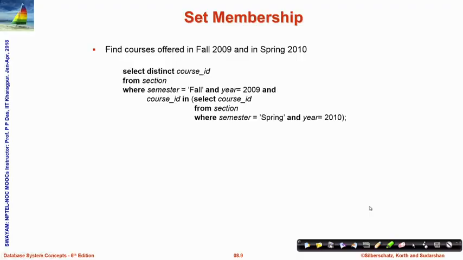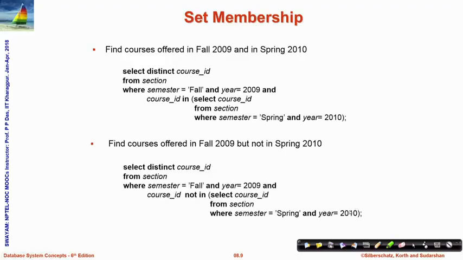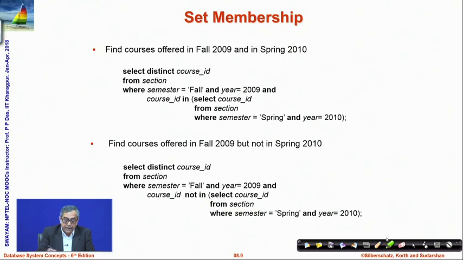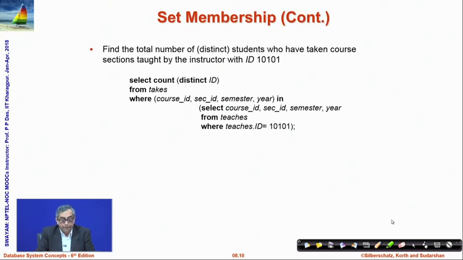So, let us run through some examples. The earlier one was the courses offered in both. Here we are trying to do kind of the difference, saying the courses offered in fall 2009, but not in spring 2010. Certainly, we easily get that by changing the membership to negation of the membership. Earlier it was in, now you do not in, you will simply get that. It is up to you to take some examples and convince yourself that this kind of nesting will work.